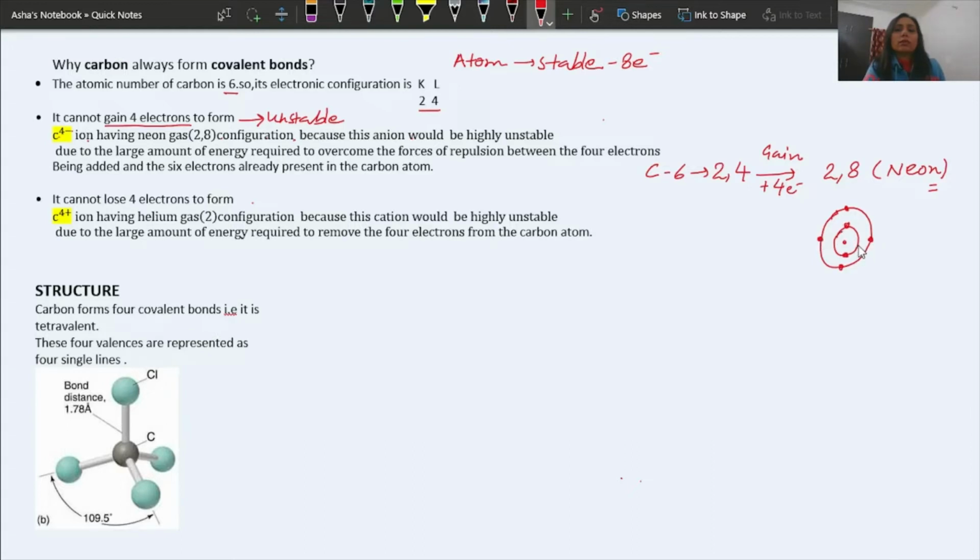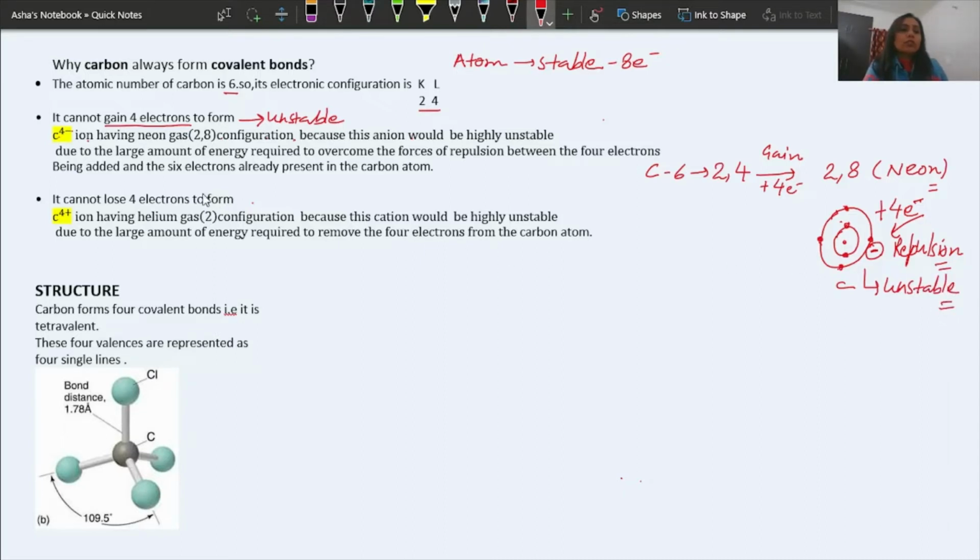Now to this carbon, if you want to add 4 more electrons, what will happen? These electrons 1, 2, 3, 4, 5, 6, they are also negatively charged. These are also electrons. So when you are adding negative charge to a negative charge, there will always be a repulsion, because like charges repel. So this repulsion will make this atom unstable. So carbon never gains electron.